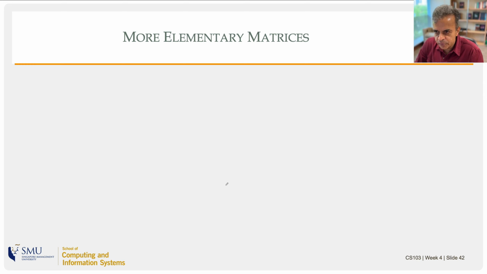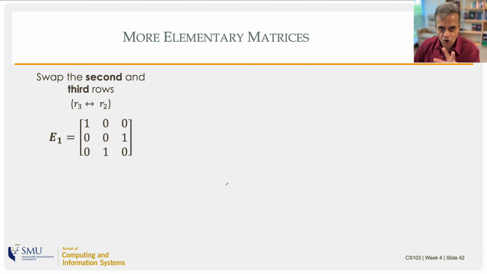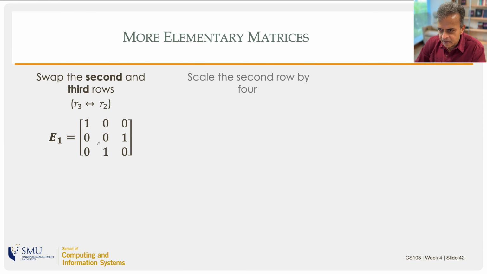So let me give you a few more elementary matrices. Suppose I want to swap the second and third rows, R3 and R2. This, of course, has 3 rows, so it's a 3 by 3 matrix. The elementary operators are always square matrices. So I take the identity matrix, which was 1, 1, 1. I swap the second and third rows. I get this, E1. There's nothing more to it than that. Scale the second row by 4. Take the identity matrix. Scale the second row by 4. And that is the matrix corresponding to the elementary operation specified there.